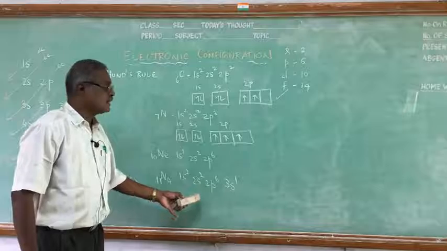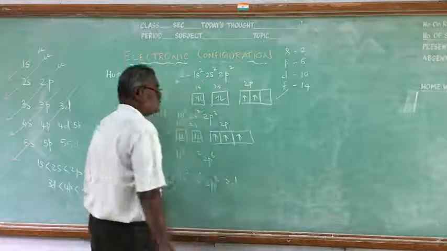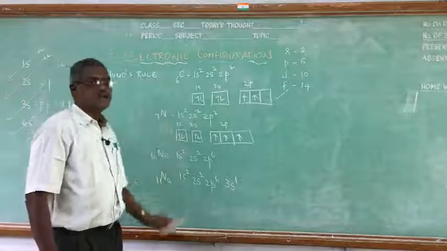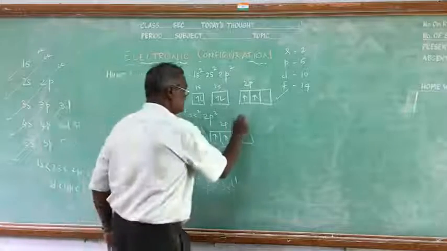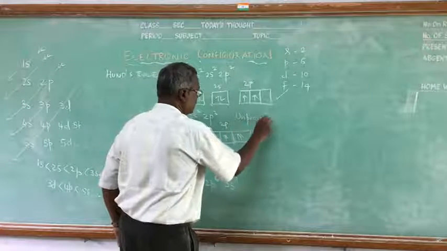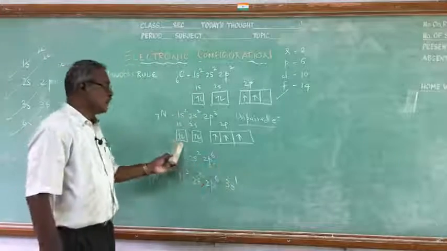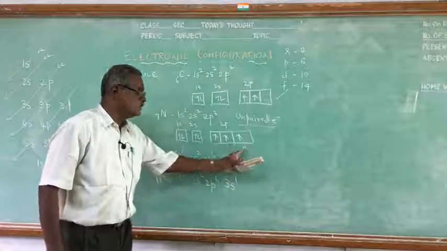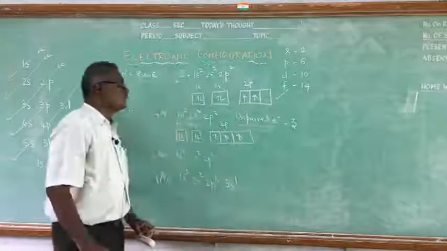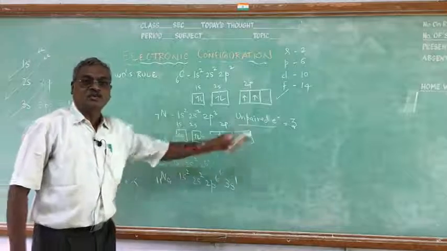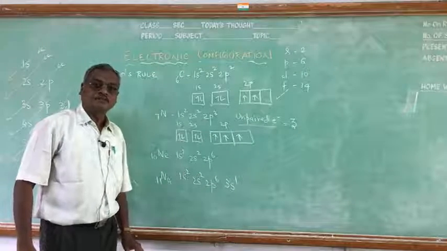If they ask for the box diagram, you write the box diagram. Sometimes they will ask how many unpaired electrons are there in nitrogen. For unpaired electrons, you have to draw the box diagram. After writing the box diagram, you can see how many unpaired electrons there are. 3 unpaired electrons are there. In carbon, how many unpaired electrons are there? 2.